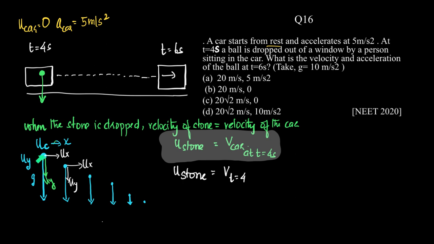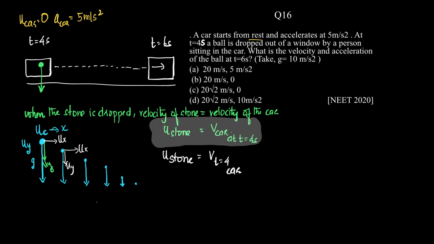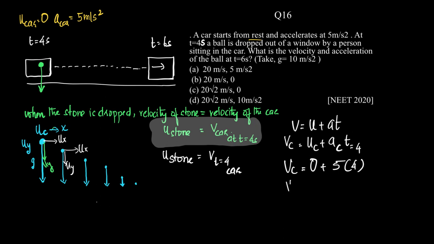So at this point the object has a velocity ux, which is v at t is equal to 4. V at t is equal to 4 of what? Of the car. Let us first find out that. So for the car, we can say that v is equal to u plus at. So v of car will be equal to u of car plus a of car into t at t is equal to 4 seconds. So what is vc equal to? Vc is equal to, since it starts from rest, uc is 0. Acceleration of the car is given to be 5, t is 4. So velocity of car is 20 meter per second.